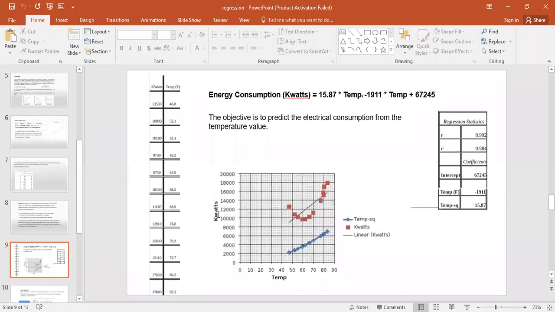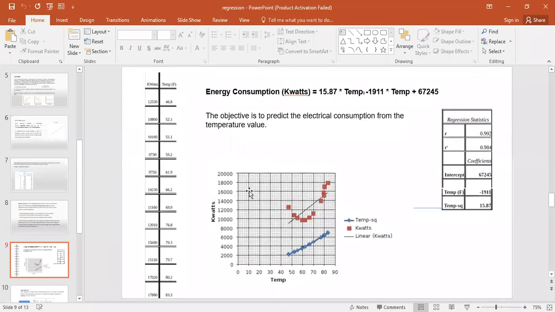The main thing we'll see with an example is power in kilowatts, the energy consumption versus temperature. The objective is to predict electrical consumption based on the temperature value. If the temperature is higher, what is the energy consumption by the people? We can take an example here, where we have given a visual representation based on this data.